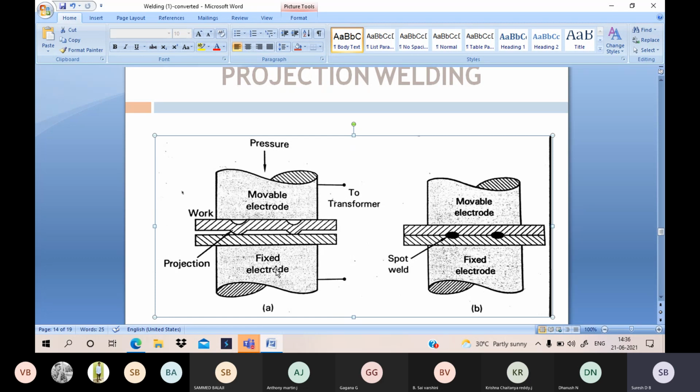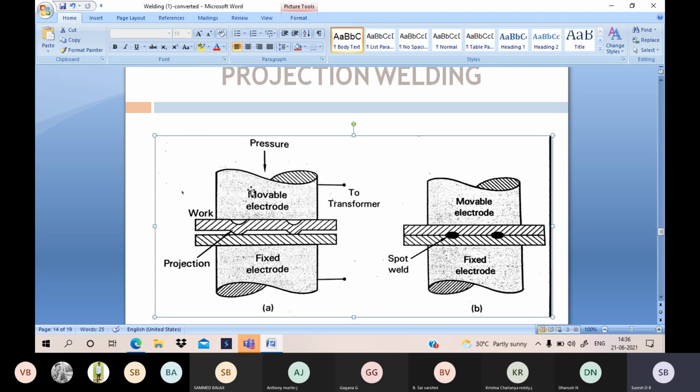We are using two different electrodes. At the bottom surface of the workpiece you fix one electrode. That electrode is called a fixed electrode. On top of the fixed electrode you place one workpiece. Its dimensions are equal throughout the length. On top of it you place a second workpiece, which has projections. See here, this is called a projection. On top of this second workpiece you place one more electrode, called a movable electrode.